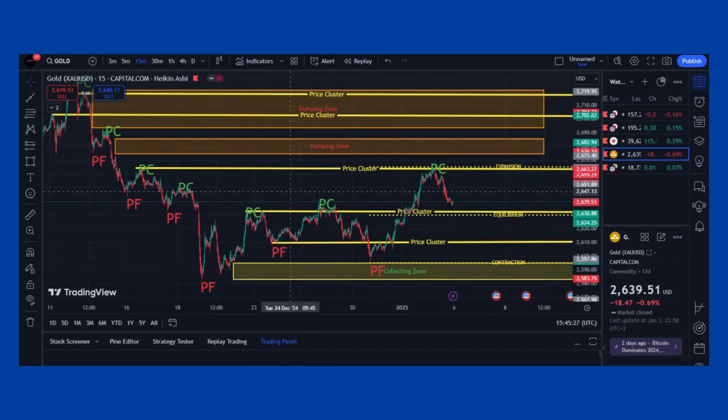With that being on the chart, we look at the highest point of price ceiling where I put my expansion zone, and the lowest point of price floor where I put my construction zone. And there is my equilibrium level, which is equal distance between the highest price ceiling and the lowest price floor, right?